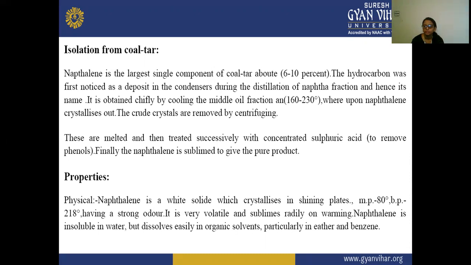Next are the properties. Naphthalene is a white solid, present in the solid state, which crystallizes in shining plates and forms crystals. Its melting point is 80 degrees centigrade and its boiling point is 218 degrees centigrade, and it has a strong odor. It is very volatile and sublimes readily on warming. So if we warm it, it is converted into vapors.